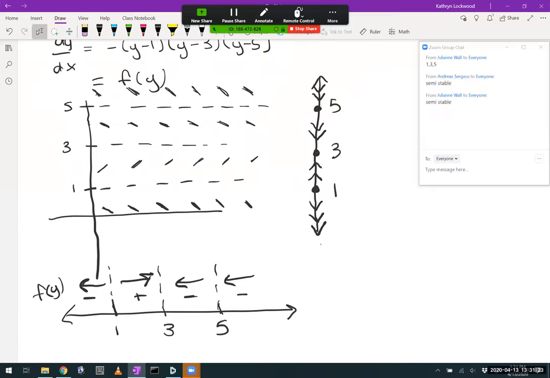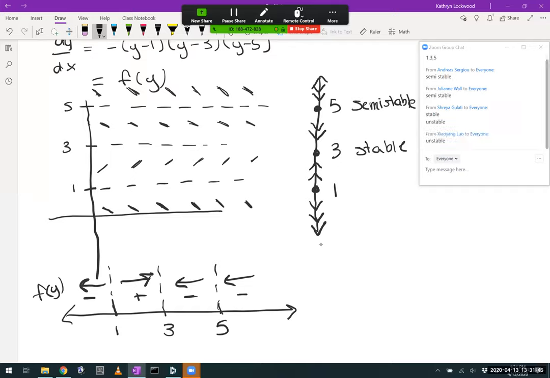Good, it's semi-stable, exactly. Some solutions want to get to 5, others want to move away. 3, on both sides I've got arrows pointing in, so 3 would be a stable equilibrium, good. And how about 1? Arrows pointing away on both sides, what's the stability there? Very good, unstable.